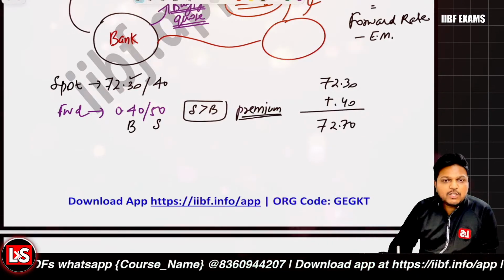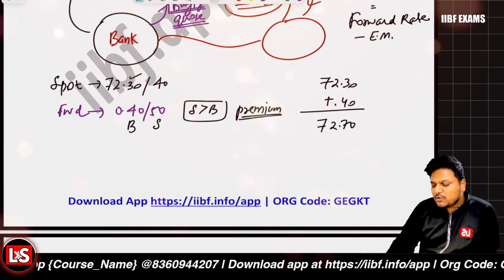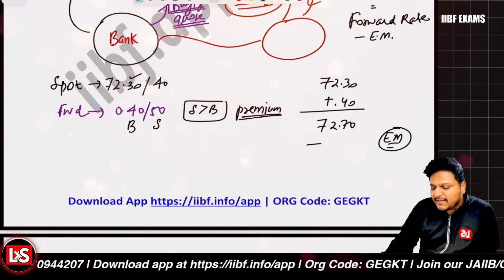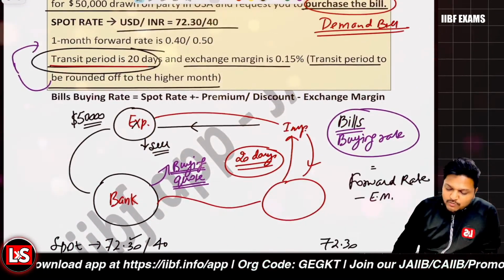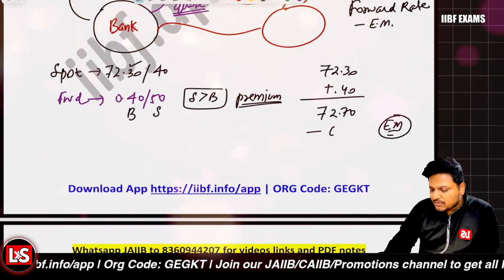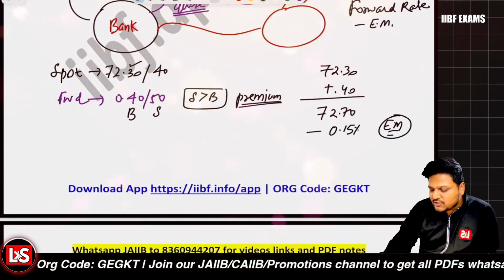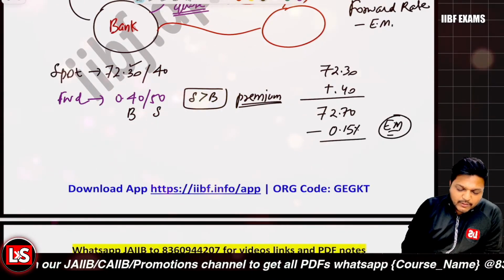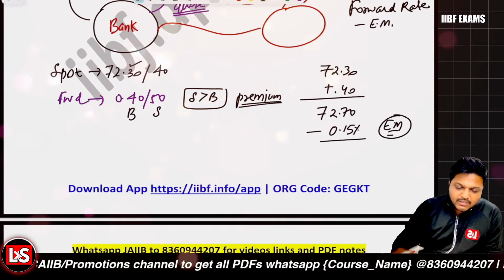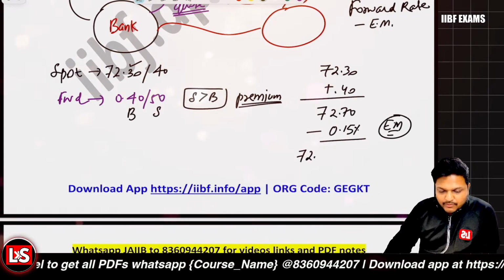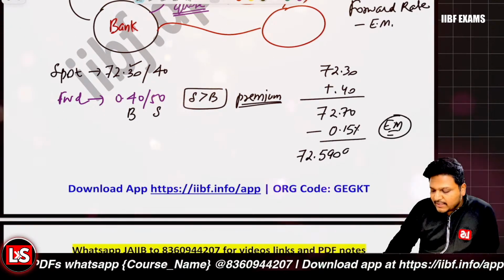Is it the final rate? No, because we are to subtract the exchange margin also. It's a buying rate. So the exchange margin is also to be subtracted, which is 0.15%. So 0.15% exchange margin is to be subtracted. So it is 72.7 minus 0.15%. So it is 72.59095.